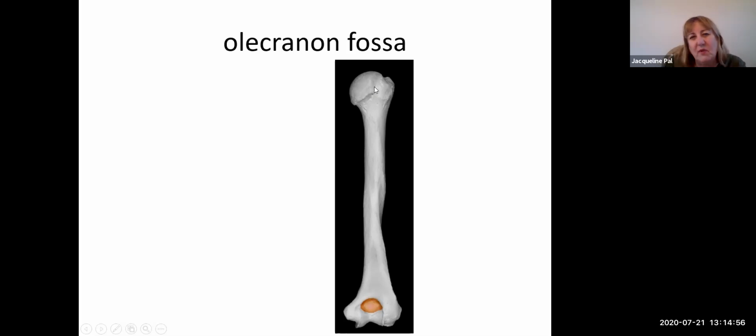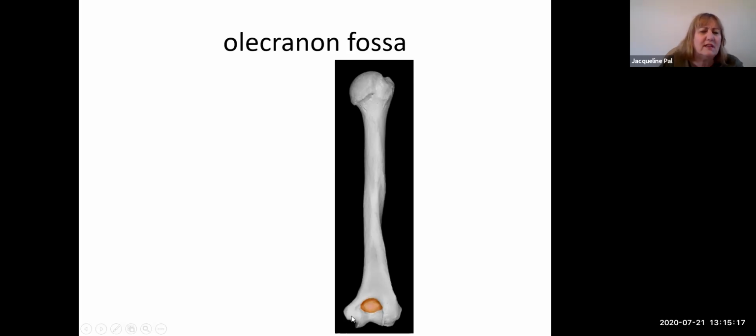Now you may say, well, Dr. Pell, I kind of see a groove here. Well, that groove is next to the head of the humerus. It is not between two condyles. So this is not the anterior view of the humerus at all. This is the posterior view of the humerus. So where we are looking is the posterior view of the humerus.